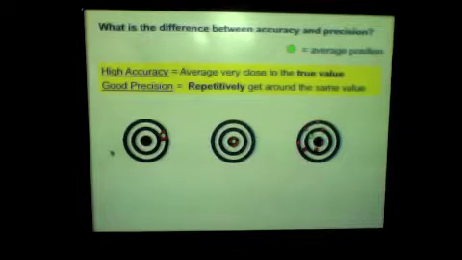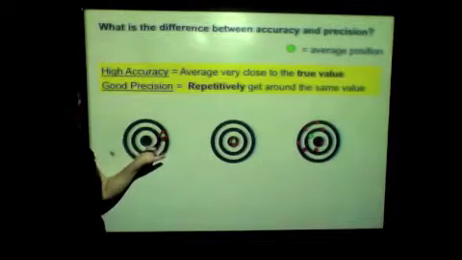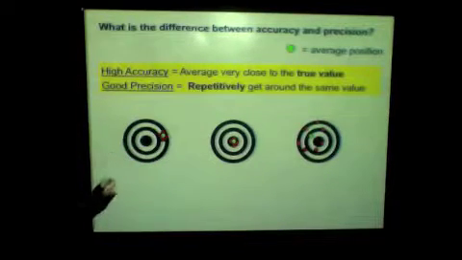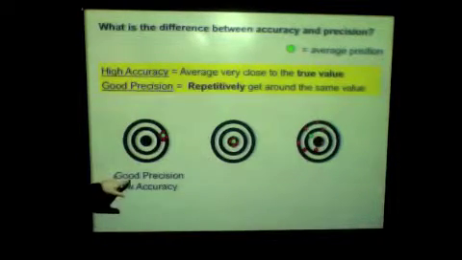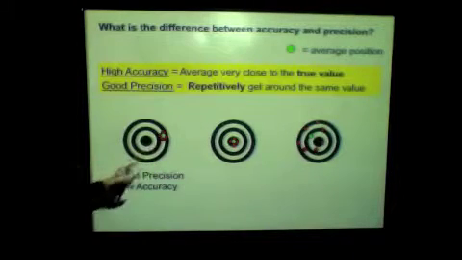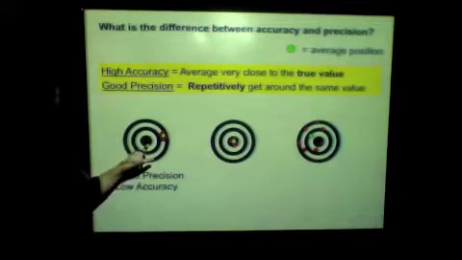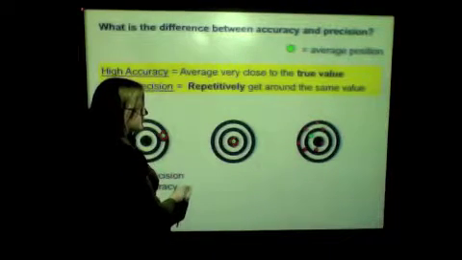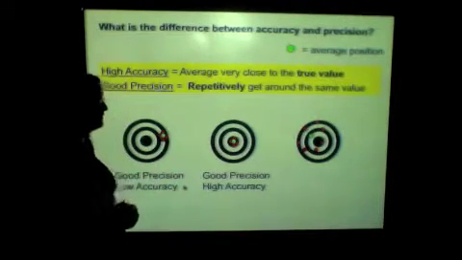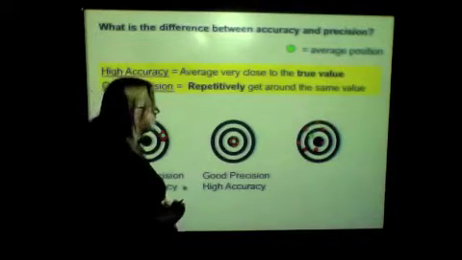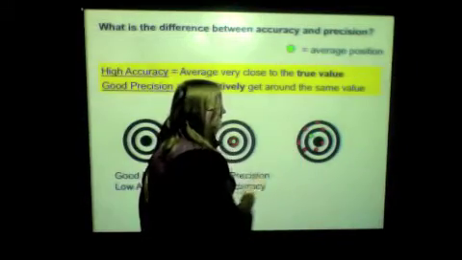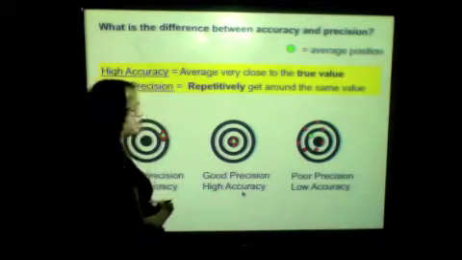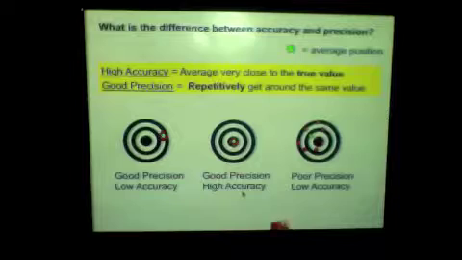So if you look at this first set of values, they're all clustered together, but they're not near the center of the bullseye. So you should have gotten that it's very good precision because they're all clustered together, but it has low accuracy because it's not around the true value. Then the second bullseye, they're clustered and they're also in the center, so it's going to be good precision and high accuracy. Then the last one, they're not clustered together, and also the average is not in the center. So this is where we have both poor precision and low accuracy.